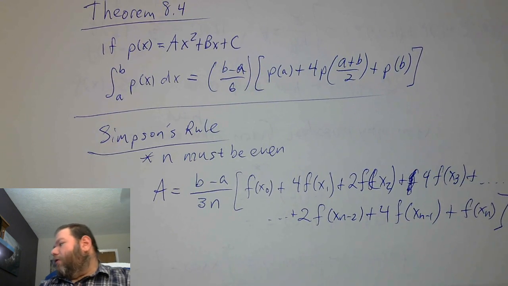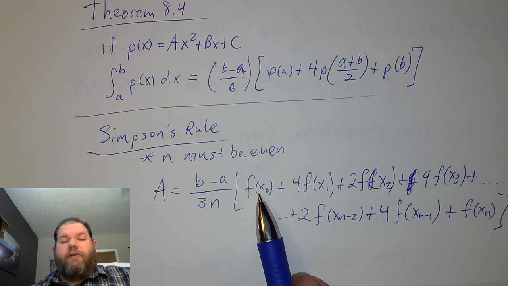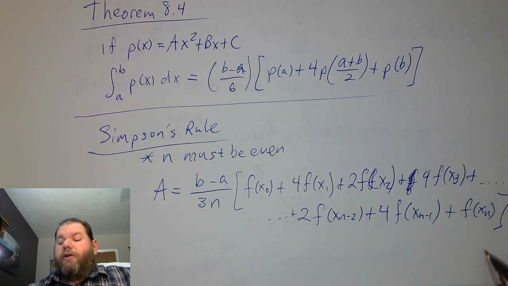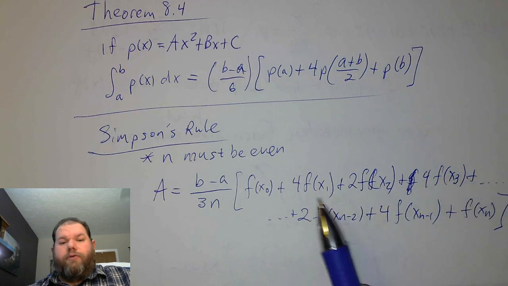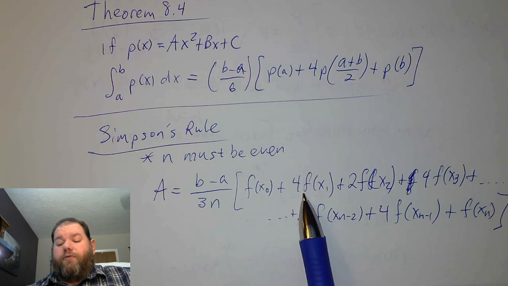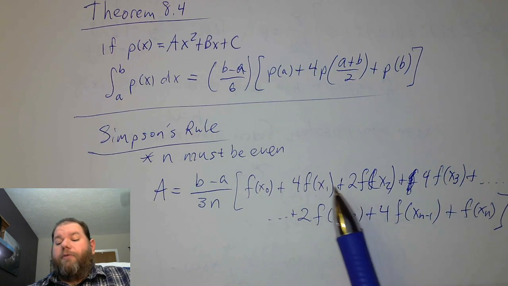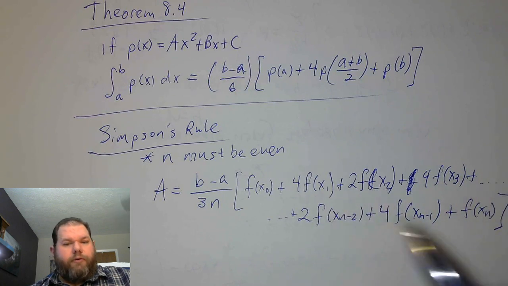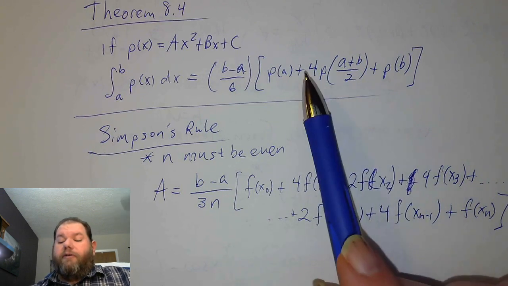So essentially the pattern that's being created here is we still use the left edge once and the right edge once, but the ones in between alternate 4, 2, 4, 2, 4, 2, 4. Okay? We start with 4 after the first one, and we end with 4 before the last one, but we alternate 4, 2, 4, 2, 4, 2 in between. And it's based on this rule right here.